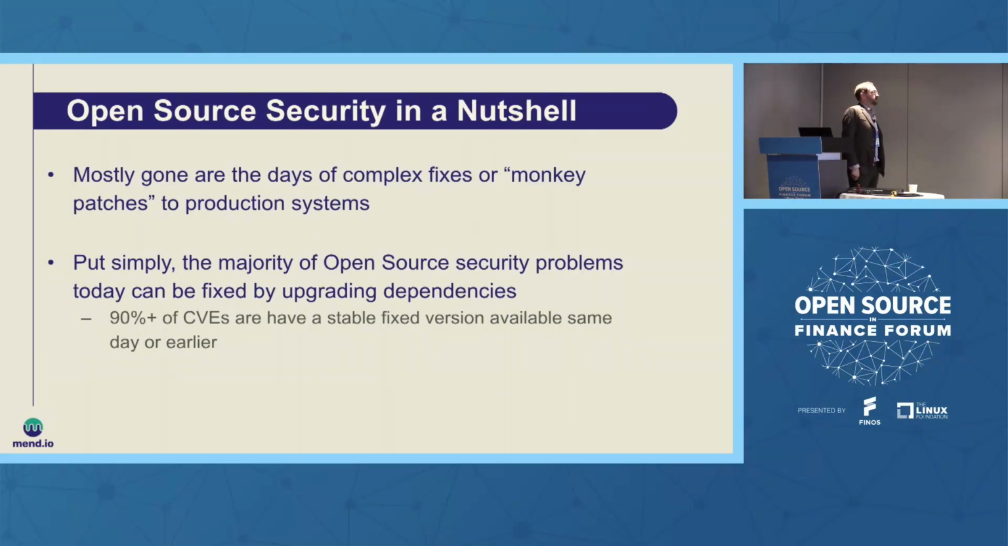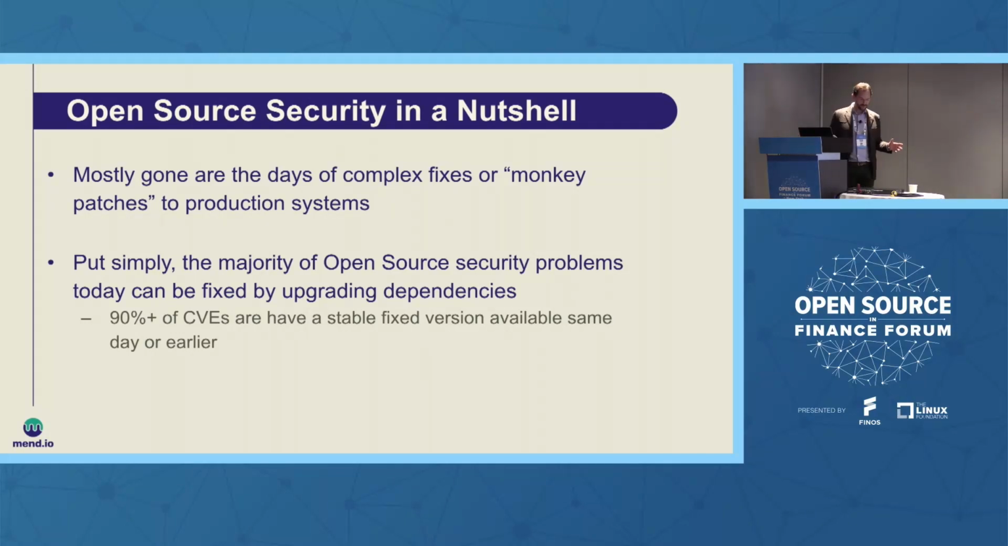So open source security in a nutshell: mostly gone are the days of complex fixes, or what was known in the industry as monkey patching, where you take the dependency code and you literally are told to edit some lines or add lines, delete lines. Those days are mostly over. That doesn't really happen anymore. Put simply, the majority of open source security problems today can be fixed by upgrading dependencies.